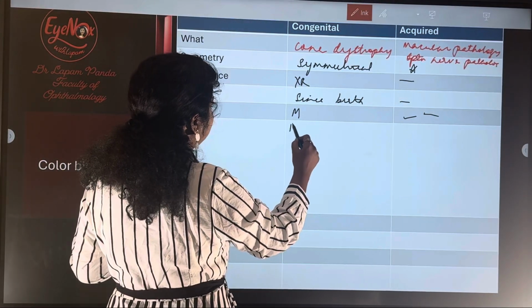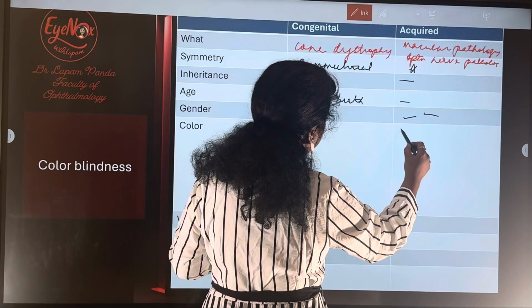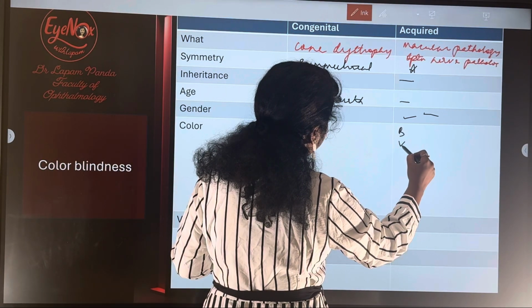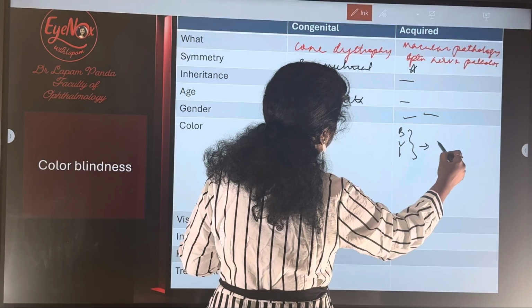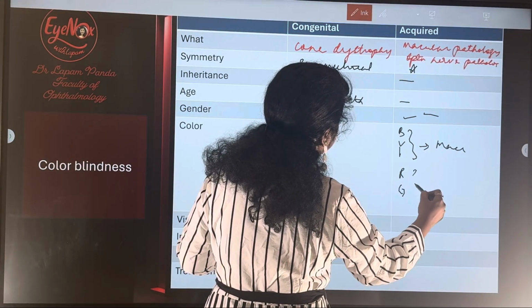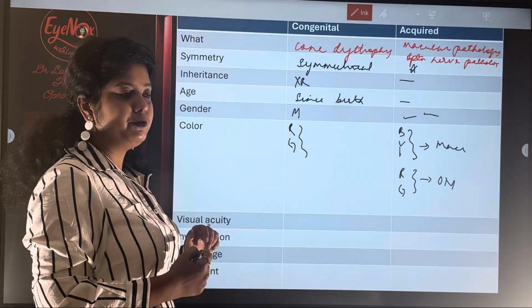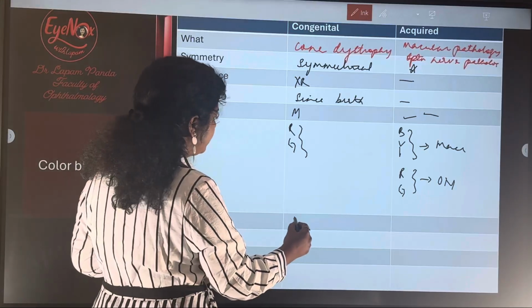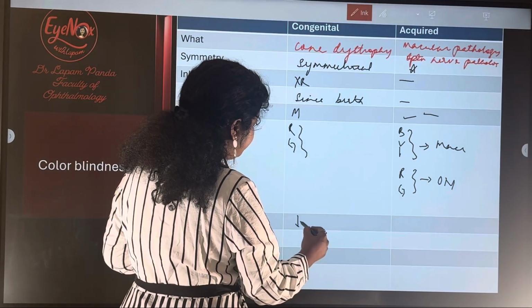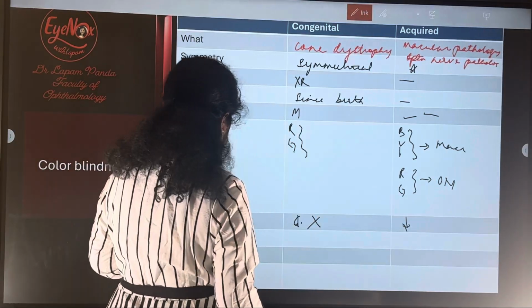When we talk about color, usually red-green is associated with congenital, whereas in acquired it is blue-yellow in case of macular pathology and red-green in case of optic nerve pathology. When we talk about visual acuity, in congenital it is not diminished. In acquired, it can be diminished.